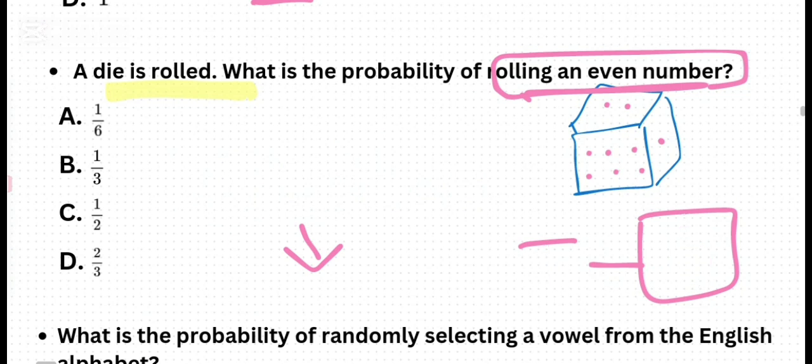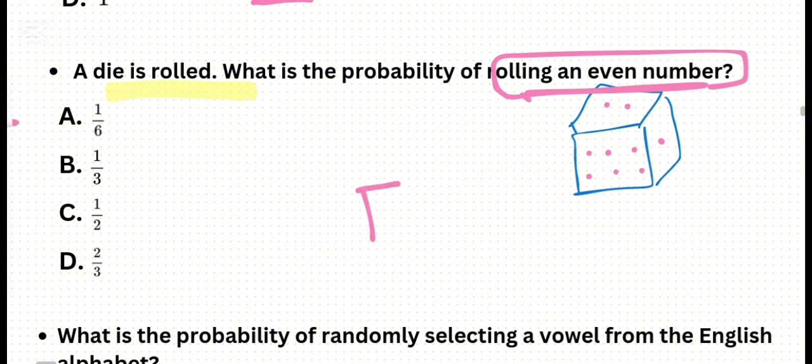Let me erase this. Why does it take too much time? So F is 3, because there are 3 even numbers. T is equal to 6.